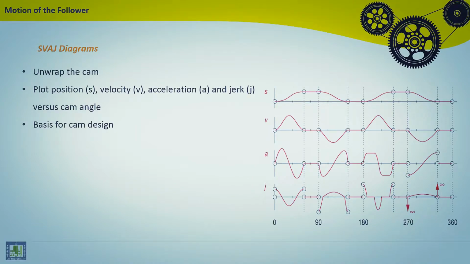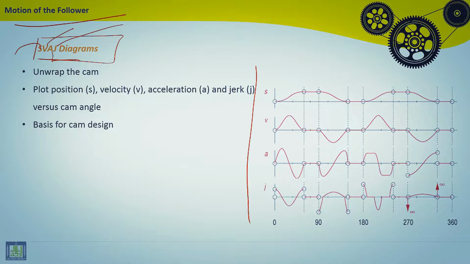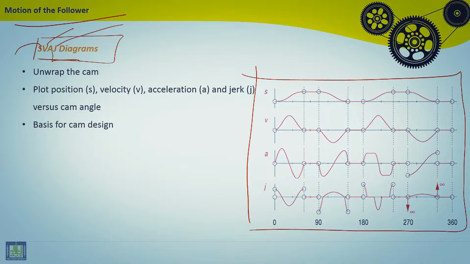Let's see here the motion analysis of the follower. So the most important thing in cam design is something called SVAJ diagrams. S means position, V means velocity, A means acceleration, and J means jerk. This is an example of an SVAJ diagram.